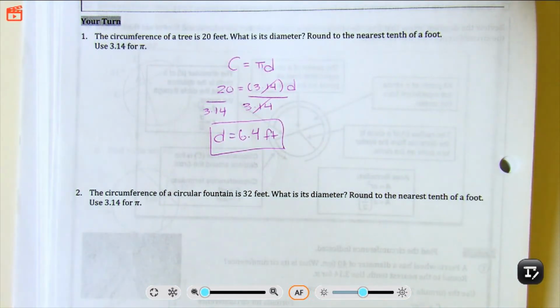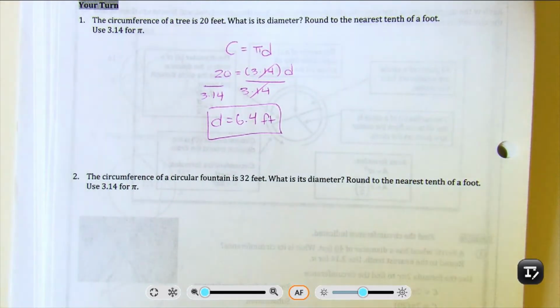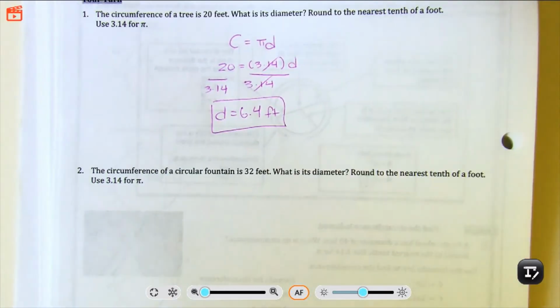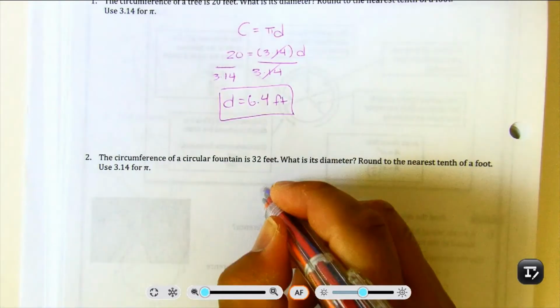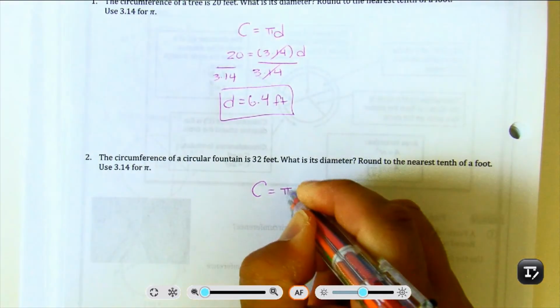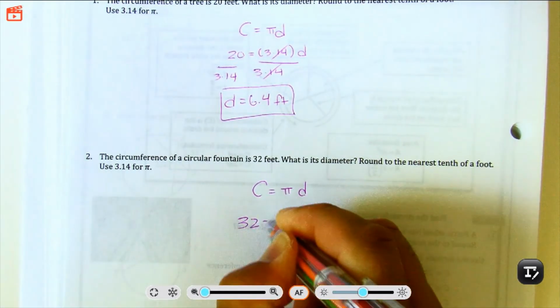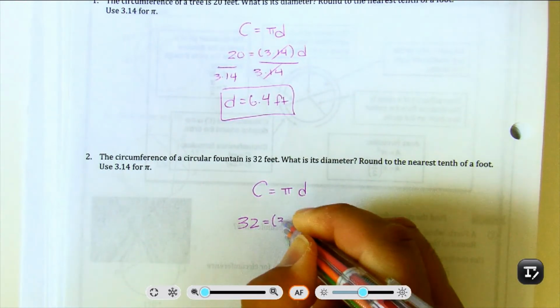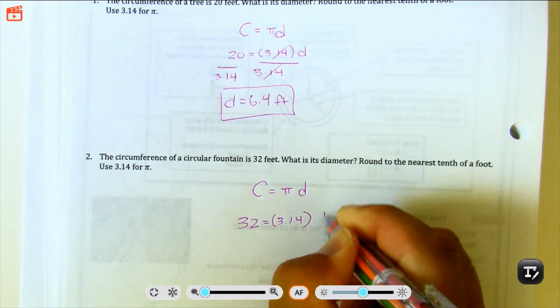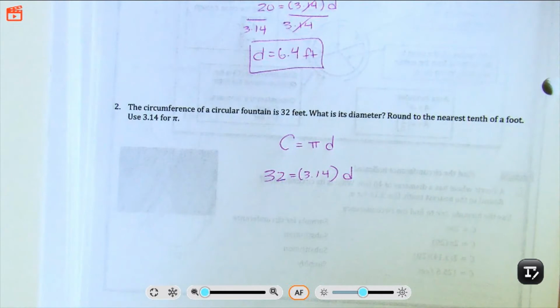Okay, next. The circumference of a circular fountain is 32 feet. What is the diameter? Round to the nearest tenth of a foot. Use 3.14 for pi. So I'm going to use the same formula here. C is equal to pi times d. C is 32, and that's equal to 3.14 times d. Divide both sides by 3.14.